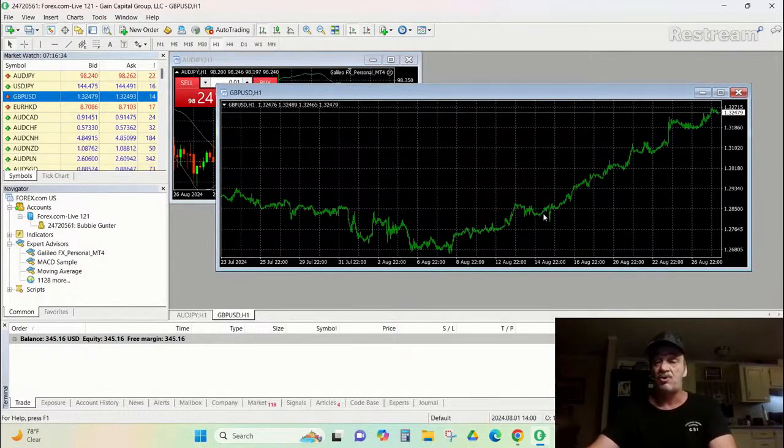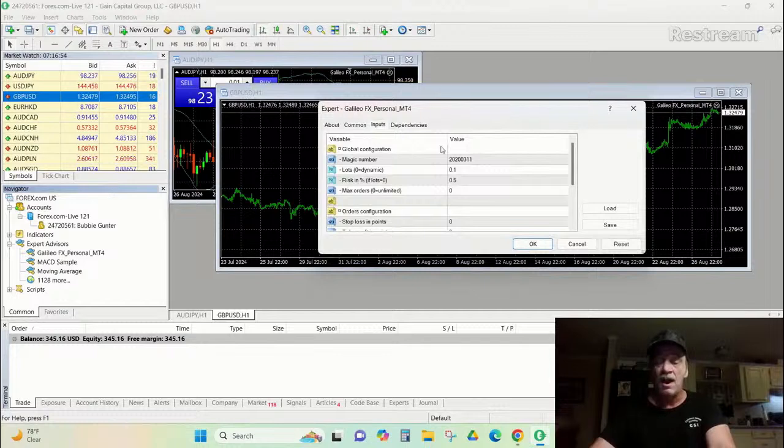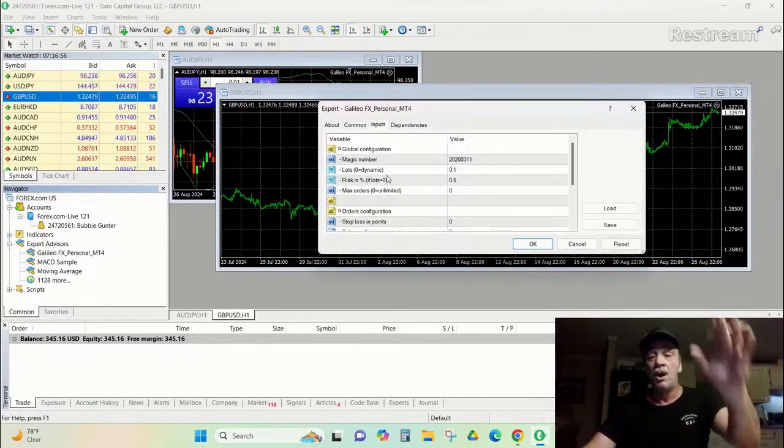All right, then you're going to get the screen that has all the green bars for the currency that we're looking at. The first thing you're going to do is add Galileo to it. So you'll come over here to your Galileo FX Expert Advisor and drag it onto the chart like that. And then this screen will pop up. Do not skip this part.